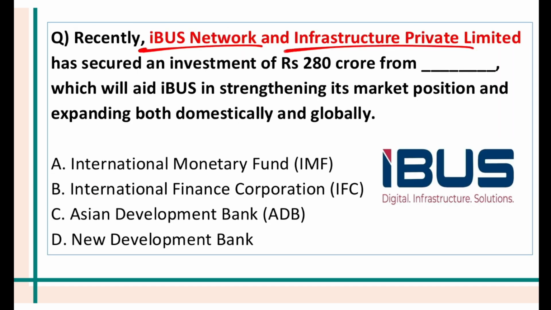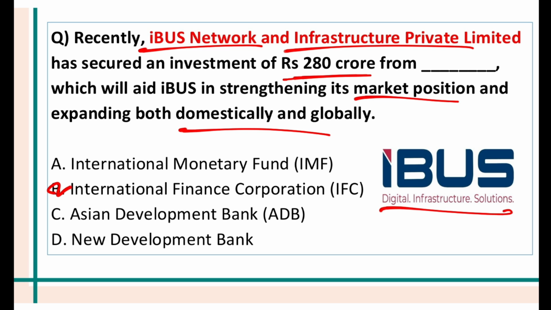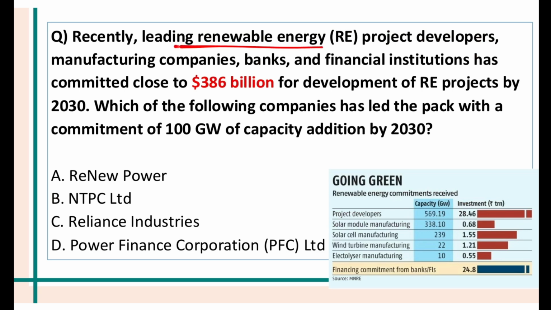iBus Network and Infrastructure Private Limited Company has got an investment of 280 crore from which institution? It will allow iBus to strengthen its market position both domestically and globally. So they have taken this loan from International Finance Corporation, which is a part of the World Bank Group, headquartered in Washington DC. Leading renewable energy project developers, manufacturing companies, banks and financial institutions have committed $386 billion for development of renewable energy projects by 2030.